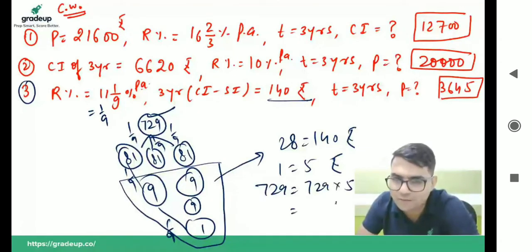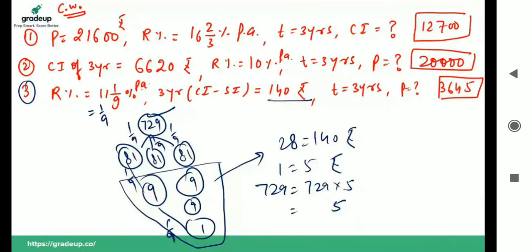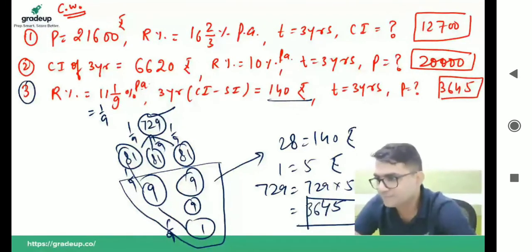That is 5 9s are 45. Okay, 5 9s are 45. And 4, 5 2s are 10. 4, 1, 5 7s are 35. That is 36. 3645. Yes. So this is the answer. Is there any doubt? Is it clear to all of you guys?